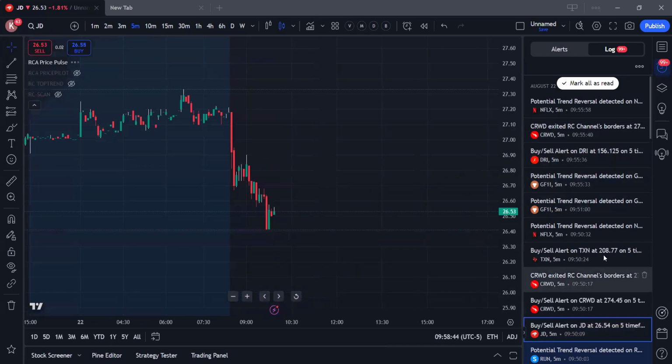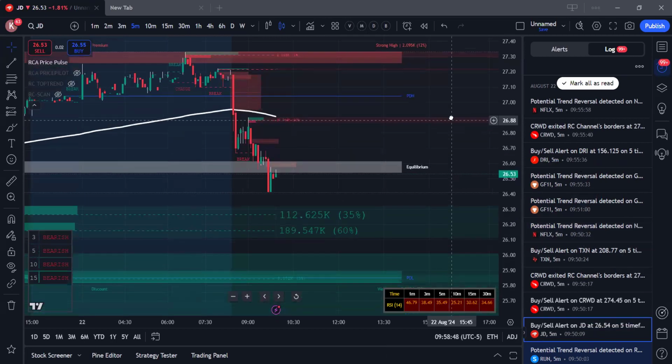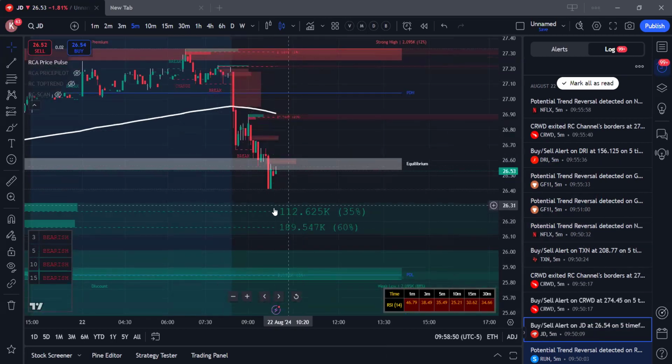So you can set alerts on different tickers which you want to trade. For example JD, if JD comes here, that will be a huge opportunity. We can make some nice profits. So we are waiting for JD to touch this one. There is a small bounce now, but it can reverse back.